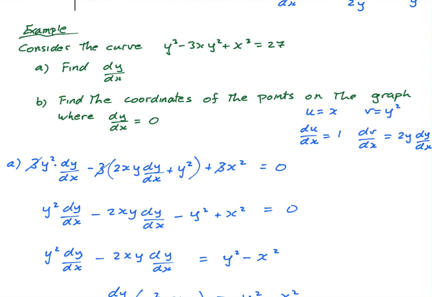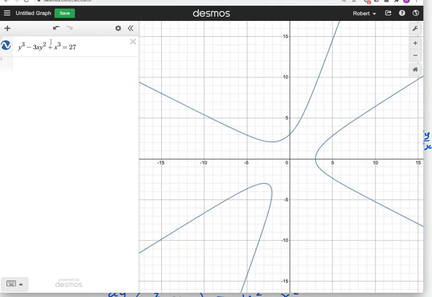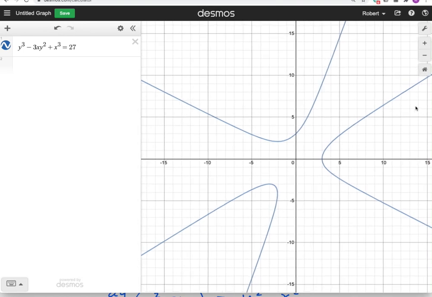I want to just show you, though, what I get when I graph this. Well, look, this is the relation. You can see it's clearly not a function because it doesn't pass the vertical line test. But where is the gradient, where is the derivative equal to 0? Where is the gradient equal to 0? Well, hopefully you can see it. It is here and here.